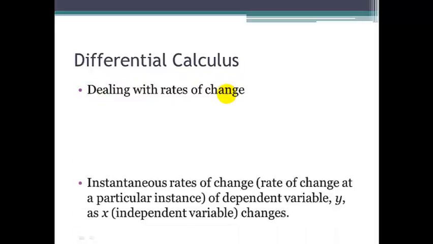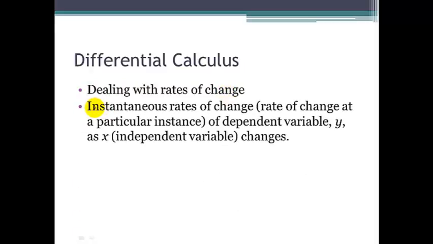Next, let's talk a little bit about differential calculus. This is an area of mathematics that deals with rates of change. In particular, it deals with instantaneous rate of change. Instantaneous rate of change is basically the rate of change at a particular instance. And we're trying to find out how the dependent variable y changes as x, which is the independent variable, changes.